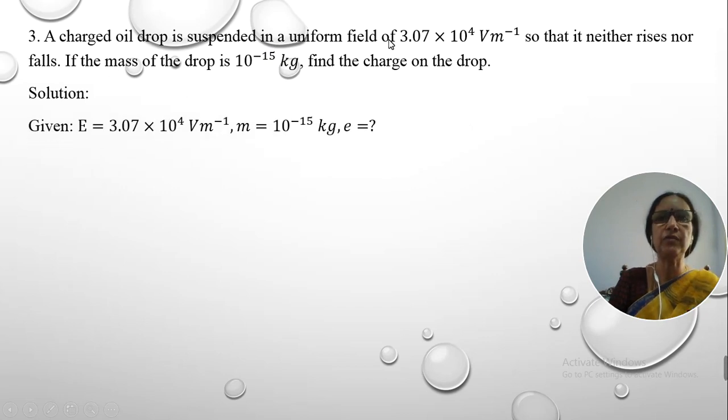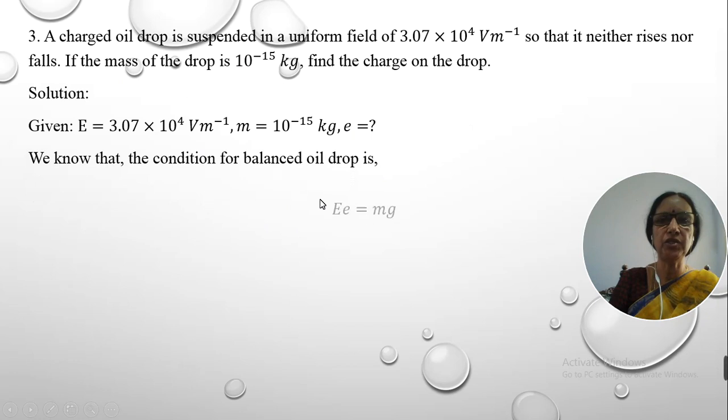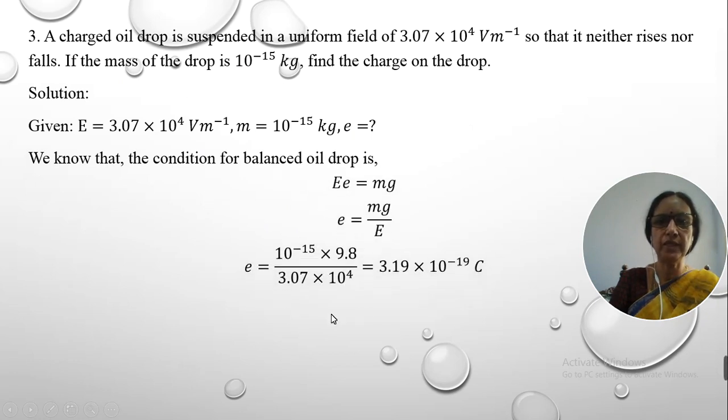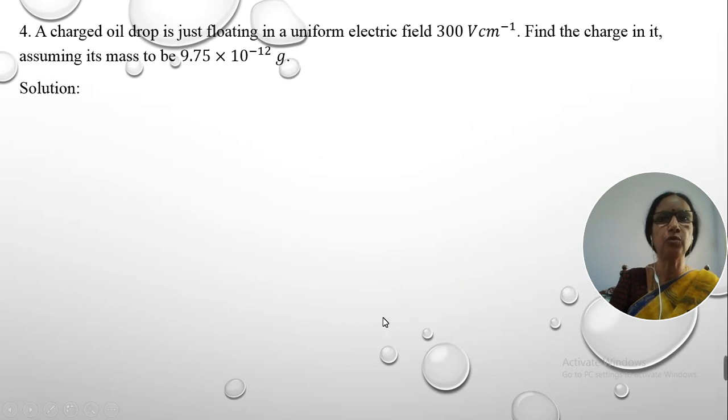Okay, list out the given values. Electric field is given, mass is given, and the charge is to be determined. So write down the condition and substitute the values. Okay, so we'll get this as 3.19 into 10 raised to minus 19 coulomb. So let me move on to the next problem.